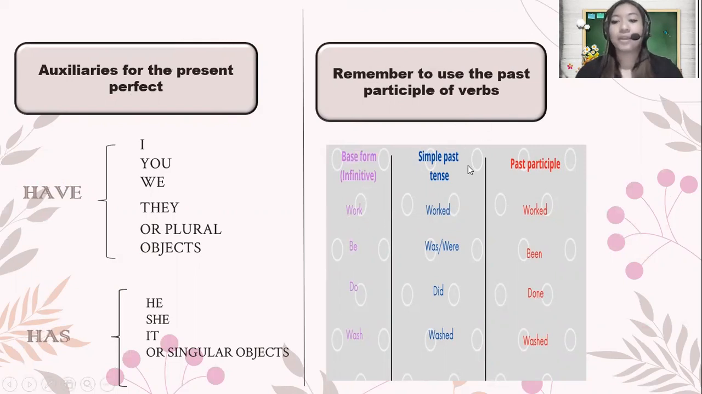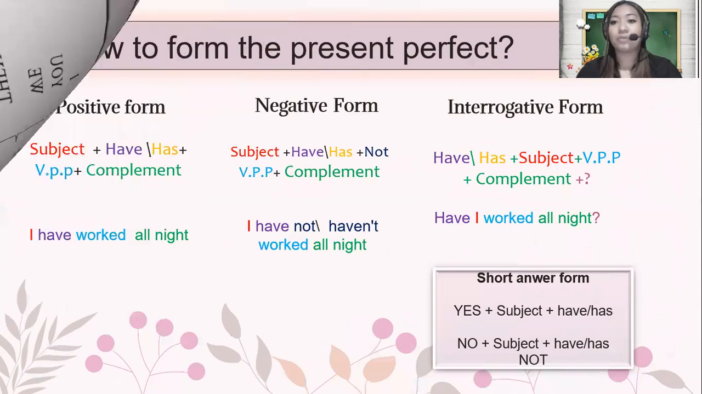So we have here some examples. We have the regular verb work, the simple past, worked, and the past participle, worked. If you look closely here, the simple past and past participle of this verb are the same because they are regular verbs. But here we have irregular verbs. So we have the base form be, simple past, was or were, depending on the subject, and past participle been. So guys, I recommend you to study all of the verbs.